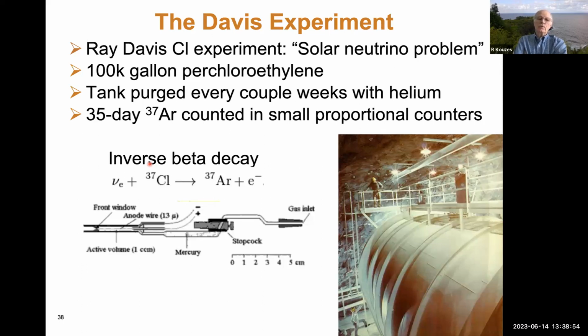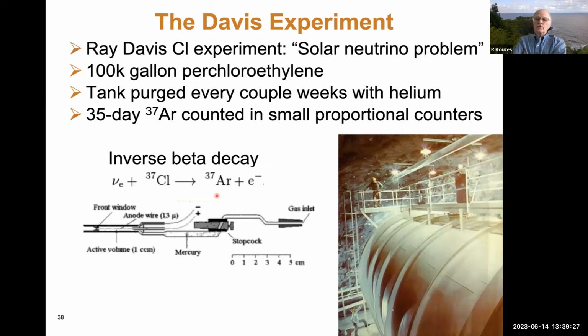He was looking for the inverse beta decay reaction. An electron neutrino from the sun would hit a chlorine nucleus in this dry cleaning fluid, producing an argon-37 nucleus and an electron. So this is referred to as inverse beta decay. The argon-37 has a 35-day half-life. So every 2 weeks, Ray would bubble helium through this tank of dry cleaning fluid and collect the atoms, and he'd separate out cryogenically the argon.